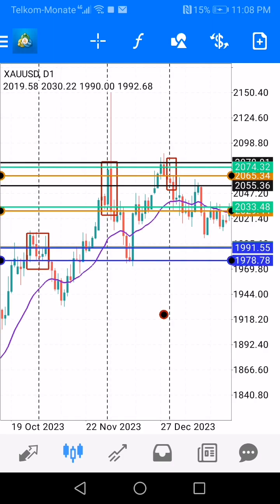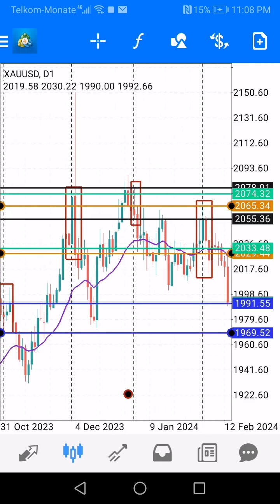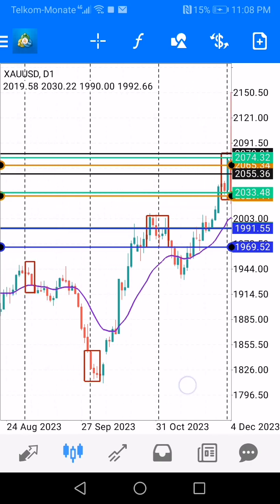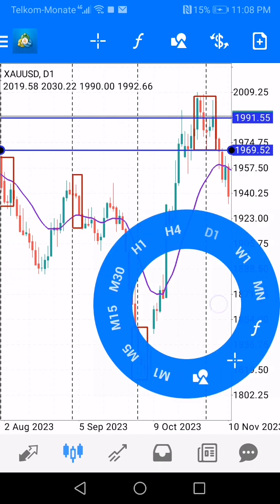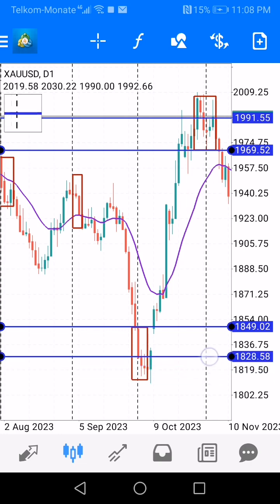So I'm just marking zones. The zones of open range. They want open range, can you see? Then this is February, March and January, December, October. Come back down here. Then you go what? December, October. Open range breakout, they never come back for 3 months.